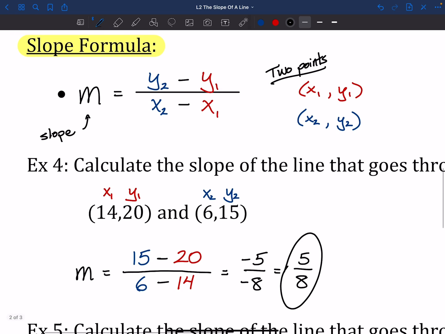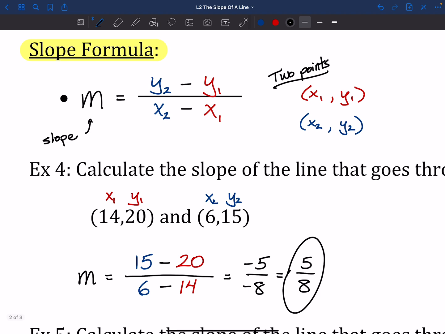If it helps to think about it this way, if you think about what we're really doing in this slope formula, the y2 minus y1 up on the top, that's us finding the vertical change between those 2 points, right?